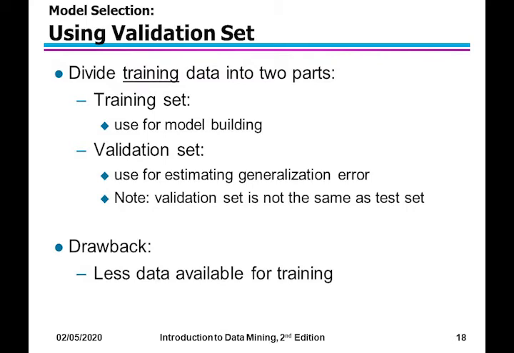Divide training data into two parts. 트레이닝 데이터를 다음에 두 개로 나눕니다. Training set은 used for model building. 이전처럼 모델을 만드는 데 사용합니다. Validation set. 새롭게 추가된 validation set은 used for estimating generalization error. generalization error를 추정하기 위해서 사용됩니다. 이때 validation set은 not the same as test set. test set과는 다른 것입니다. Drawback. 단점은 less data available for training. 트레이닝에 더 적은 데이터가 사용된다는 점입니다.